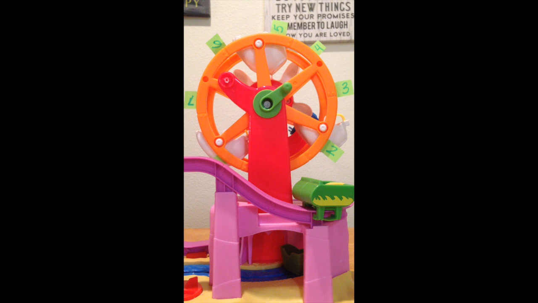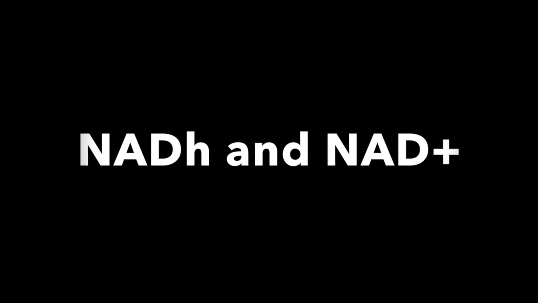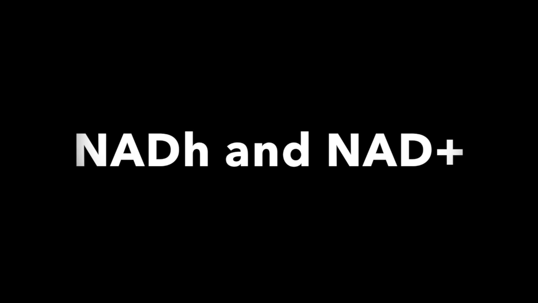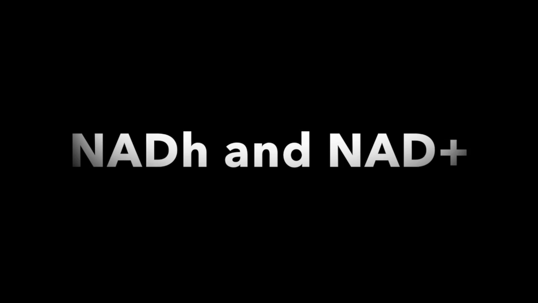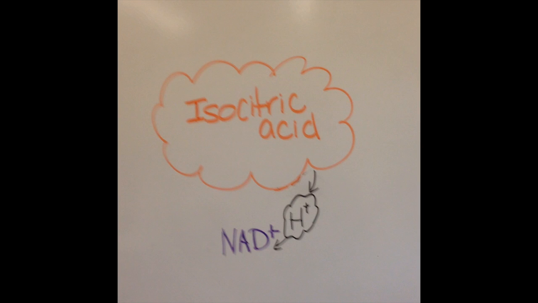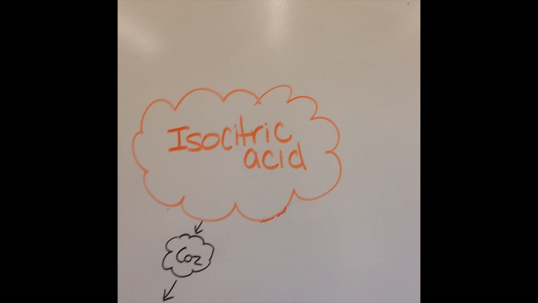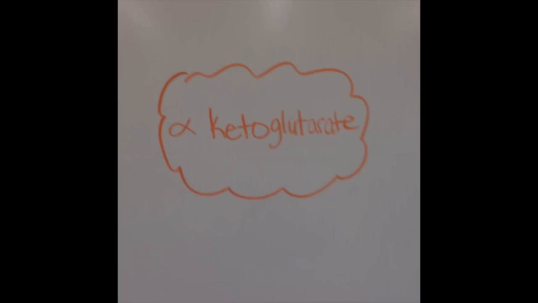So step 3 is the first step that involves NADH and NAD+. What these molecules are in charge of is pulling a hydrogen off molecules. So the NAD+ takes a hydrogen off the isocitric acid, and the hydrogen bonds to the NAD+ to make NADH. And this is one of those products that I was talking about that jumps off the citric acid cycle and onto the electron transport chain to make more energy for the body. So after this occurs, a carbon dioxide is removed as well, making the product of this step alpha-ketoglutarate.